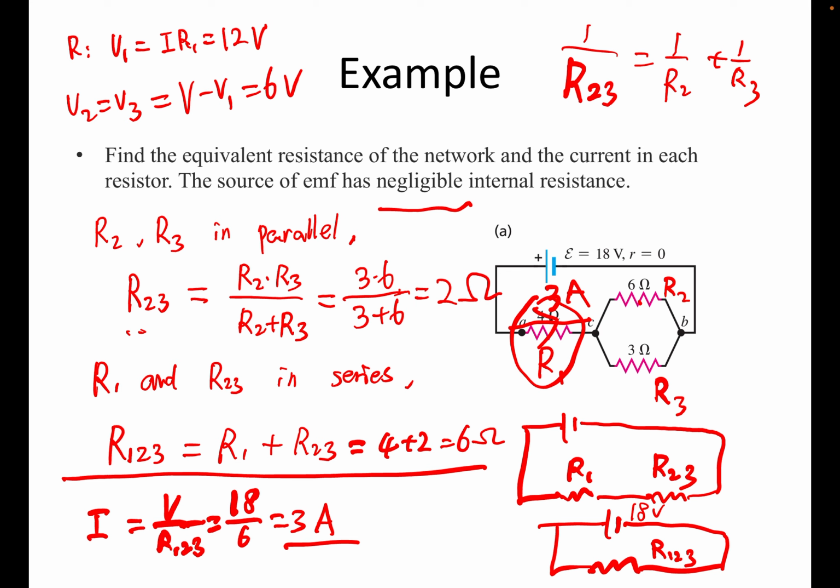Now, if this is 6 volt, then the current going through here is 6 over 6, 1 amp. The current going through here is 6 over 3, 2 amperes. And you can check 1 plus 2 equals 3 because current is split at C.